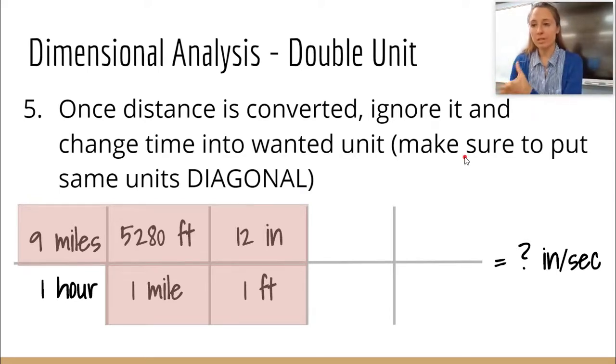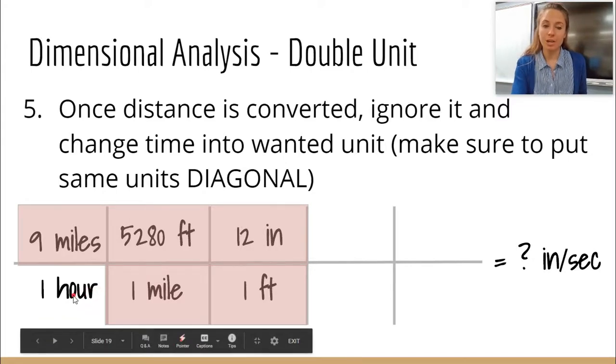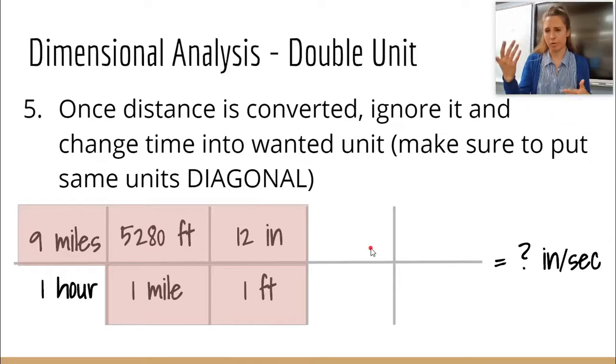And when I say reversed, I mean that we are still going to put the same units diagonal from each other, but since I'm starting with hours down, I'm going to end up now putting hours up. So that's the reversal part. Instead of going diagonal down with the same units, you're going to go diagonal up.